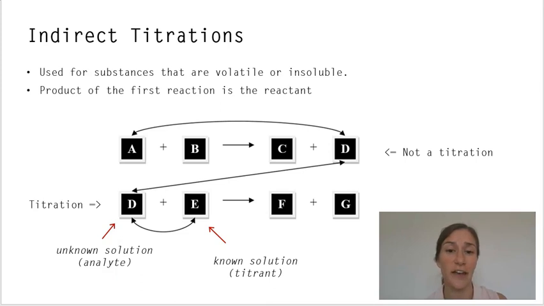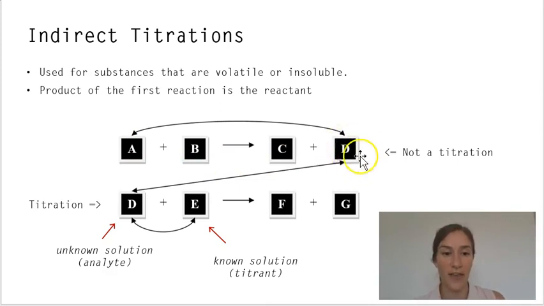Aside from a standard titration, there are two other types of titrations that we have to learn. The first is an indirect titration. This is used for a substance that might be volatile or insoluble. What happens here is in the first stage of the reaction, we react what we want to find out, so our analyte, with something else that's in excess, and we produce a product, which is D. Now this step here is not the titration, it could just be done in a beaker.